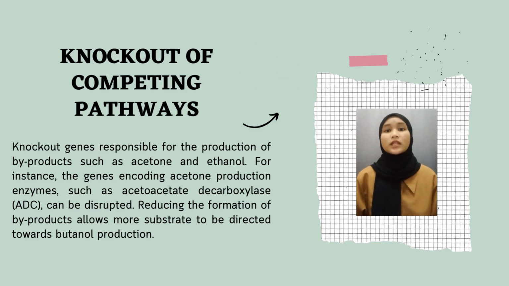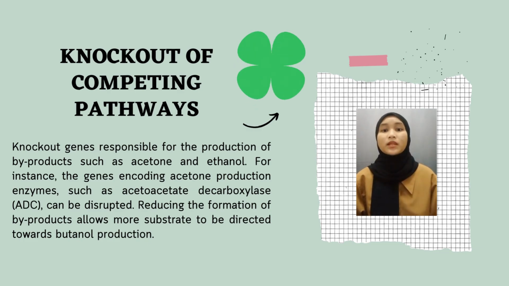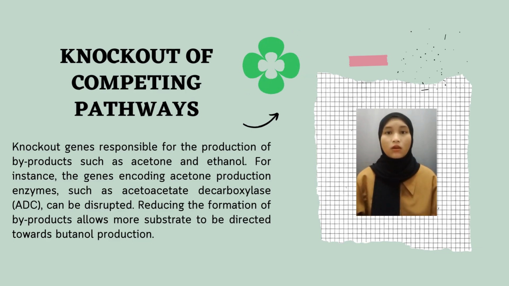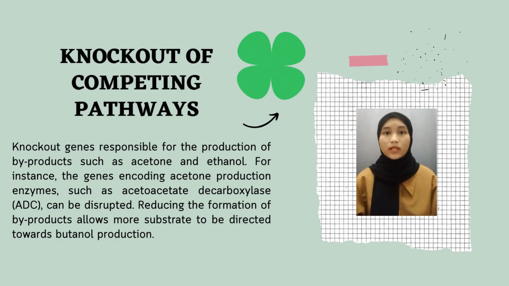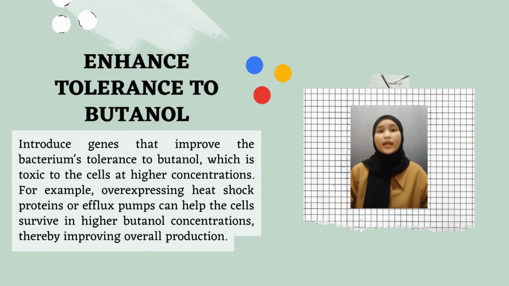For instance, the gene encoding acetone production enzyme like acetoacetate decarboxylase can be disrupted. By reducing the formation of byproducts, it allows more substrate to be directed toward butanol production. Number two, we can enhance tolerance to butanol.